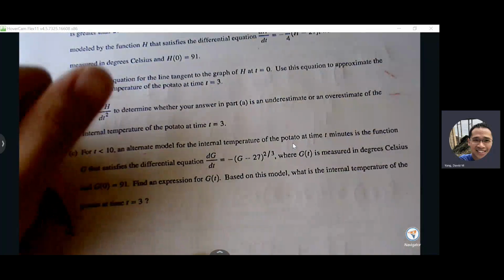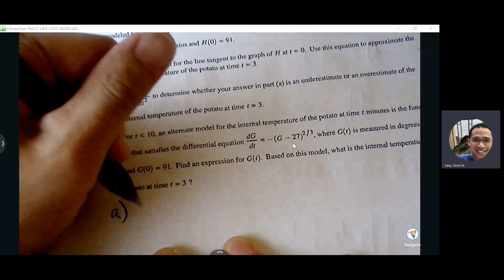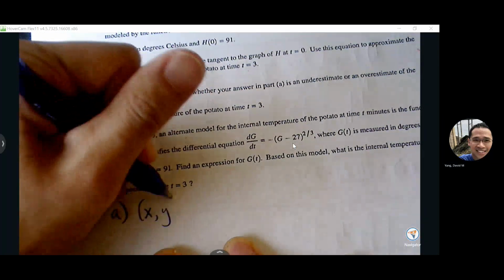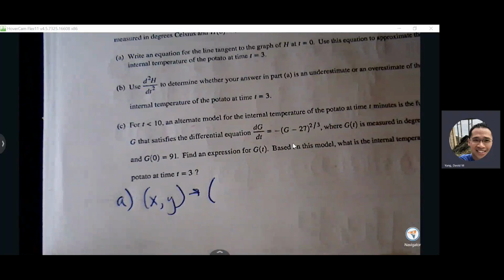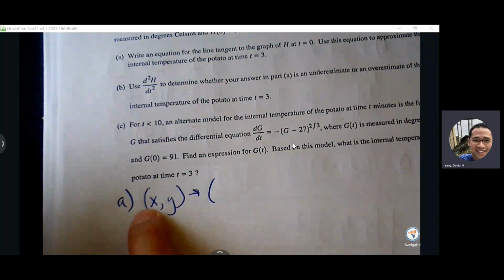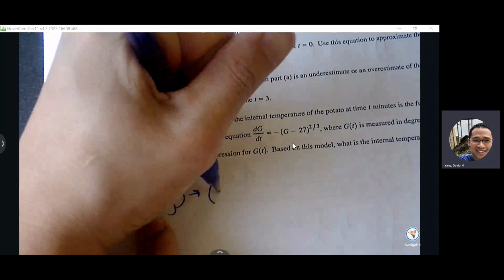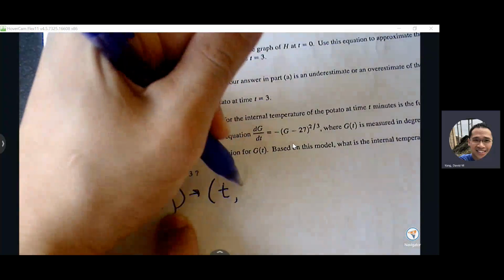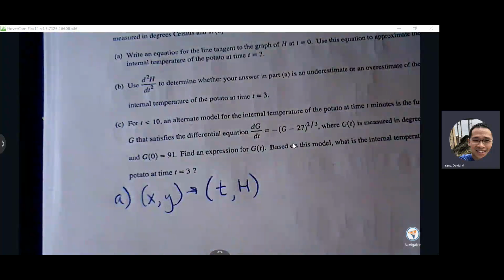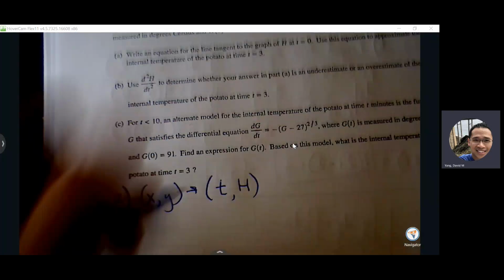So one thing that we have to be accustomed to is that instead of x and y, what are our variables that we're working with here? So x is kind of like the t, and the y is kind of like the h. Yeah, so we have to get used to that. Instead of x and y, it's t and h.